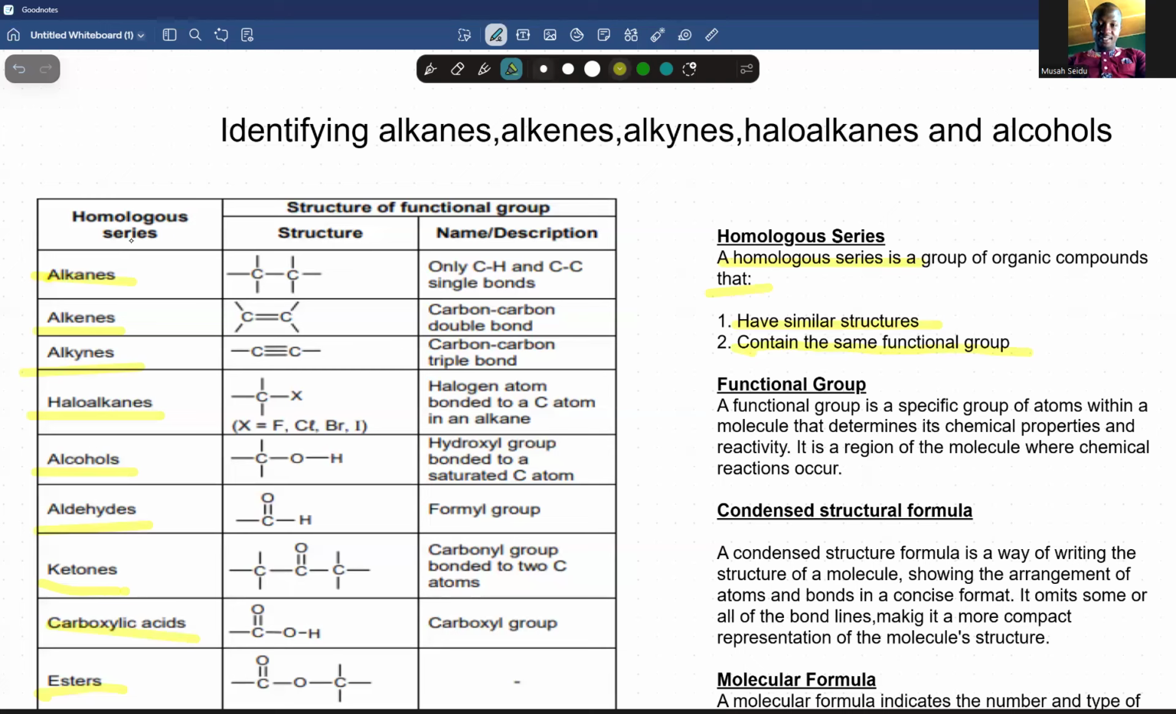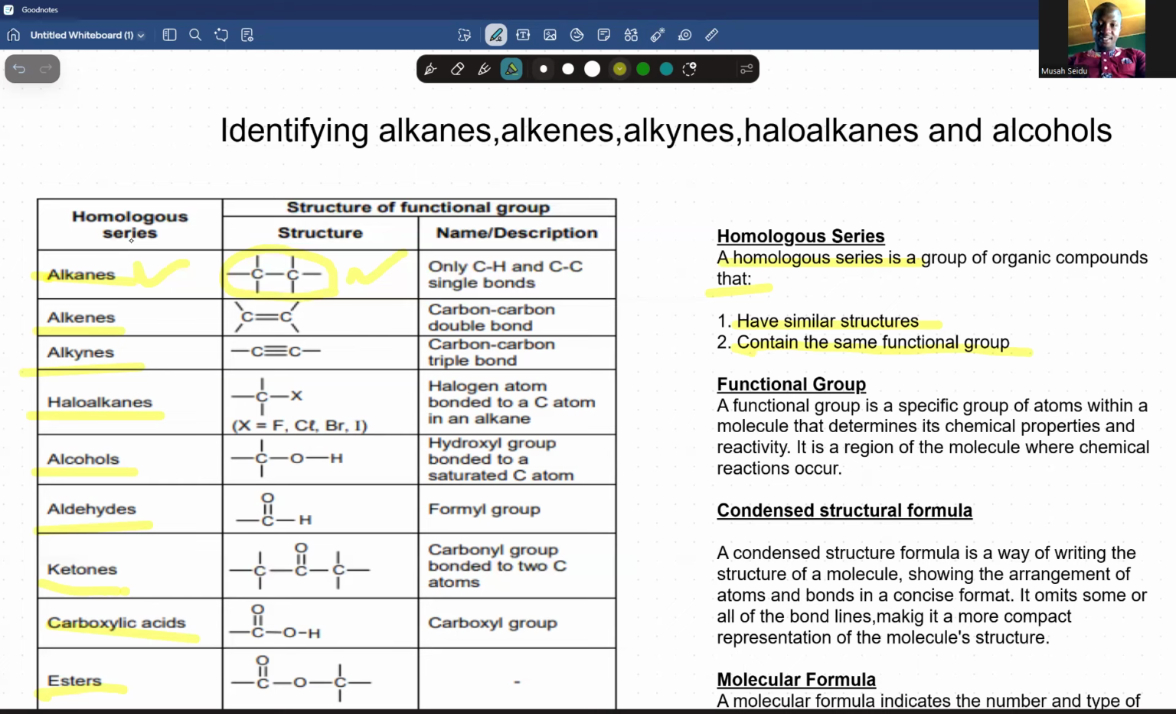If we take the alkanes, their functional group is what we see here, that is carbon-hydrogen single bonds and carbon-carbon single bonds. So whenever we see a molecule that has carbon-hydrogen and carbon-carbon single bonds, that molecule is an alkane.